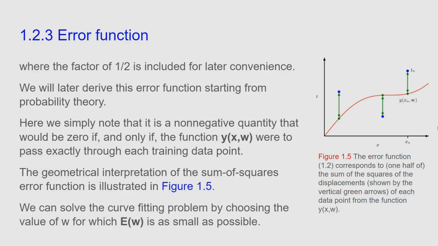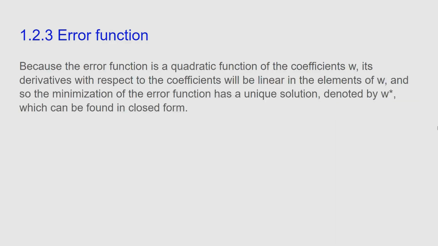We can solve the curve fitting problem by choosing the value of w for which E(w) is as small as possible. Because the error function is a quadratic function of the coefficients w, its derivatives with respect to the coefficients will be linear in the elements of w, and so the minimization of the error function has a unique solution, denoted by w*, which can be found in closed form.